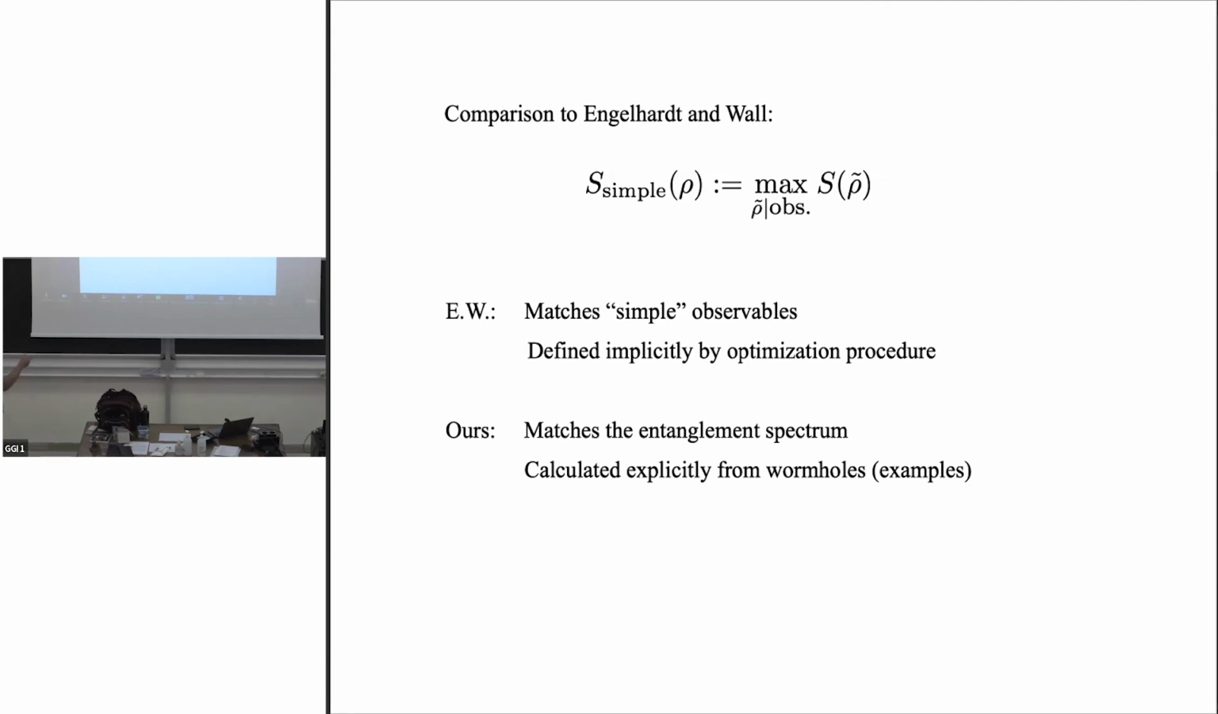Ours is designed to match the entanglement spectrum. It's less general in the sense that first of all, we require it to be an extremal surface. And second of all, step 2 on that previous slide is hard in general. You have some wormhole and you need to be able to write a CFT formula for it. But in the examples that I talked about, and I'll go through now, you can calculate it explicitly and write a CFT formula for that area.